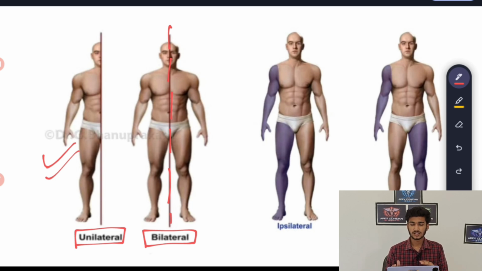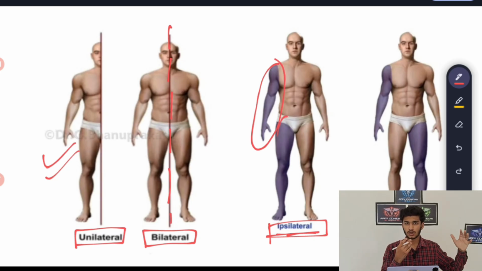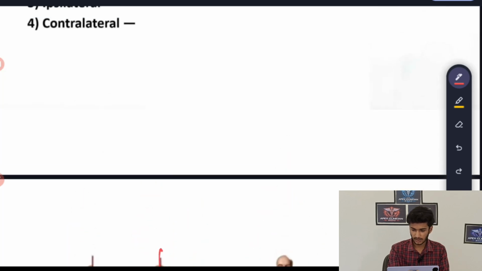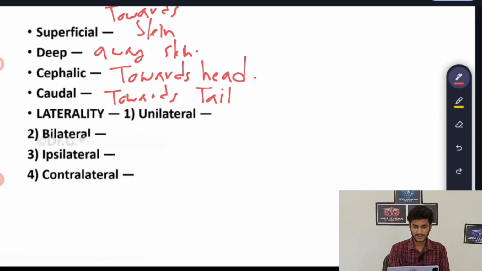Then there is another term, that is ipsilateral. In ipsilateral, the body organs are present on one side, on the unilateral part. On the unilateral part, if both the organs are present on the same side, then it is called ipsilateral. If the organs are present on different sides of the body, which is divided into two equal halves, then it is called contralateral. This is contralateral.